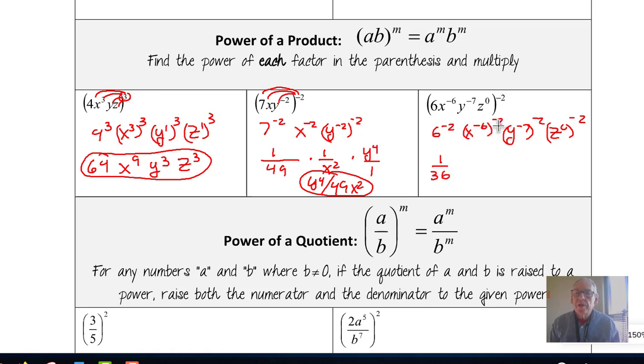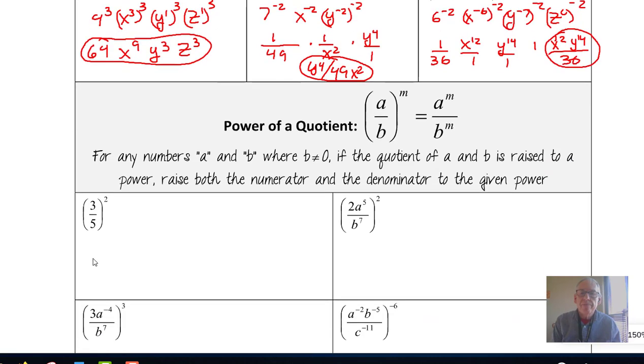X to the minus 6 to the minus 2: minus 6 times minus 2 is x to the 12th. Y to the minus 7 to the minus 2: minus 2 times minus 7 is 14. It's positive, so it stays in the numerator. And z to the 0 to the minus 2, 0 times minus 2 is 0, so we have z to the 0, which is the same thing as 1. So what you end up with here is x to the 12th, y to the 14th over 36 as our final answer.